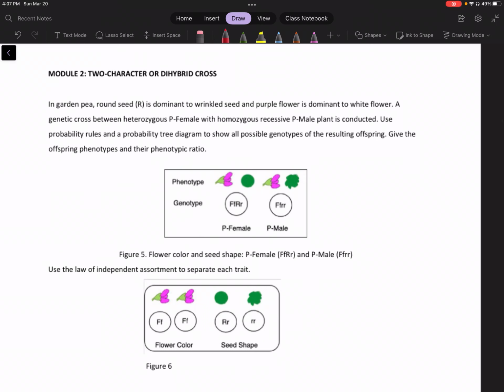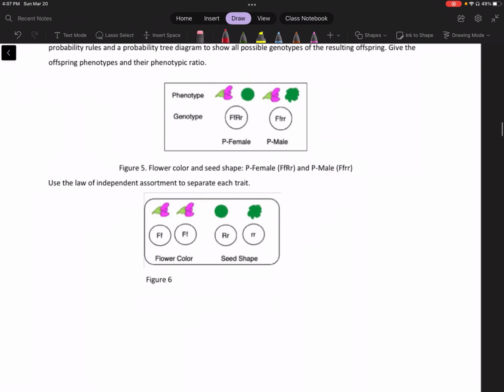So now here's where we get to dihybrid crosses, or two characteristics or two traits that we're looking at. So we have the same round seed, capital R, and wrinkled seed, lowercase r, and then we're going to look at purple flowers, which is capital F, which is dominant to white flowers, or lowercase f, okay? And so a genetic cross between a heterozygous, hetero, different, P female and a homozygous recessive male. Okay, homo, same. So we're going to use the probability rules and the tree diagram to show all the possible genotypes of the resulting offspring to give their phenotype ratio.